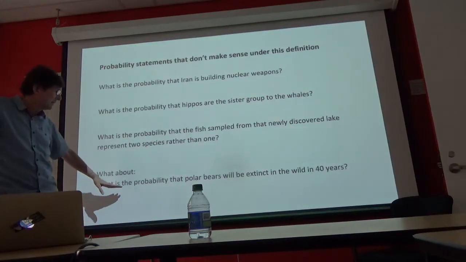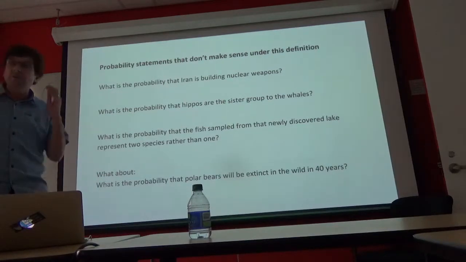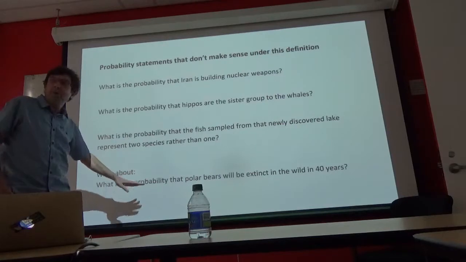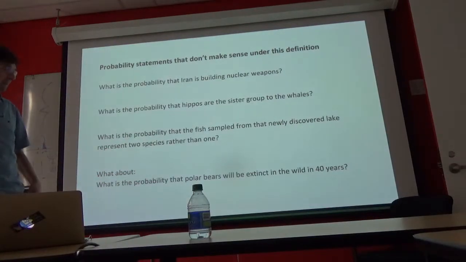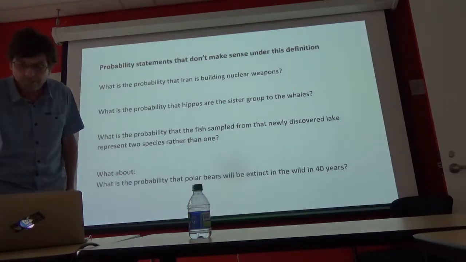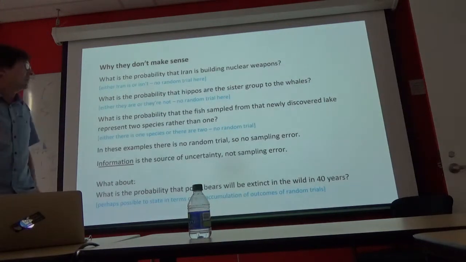I thought about this one periodically. What's the probability that polar bears will be extinct in the wild in 40 years? And I can't really decide whether that use of the term probability here does or does not make sense with the definition of probability as a frequency. It is possible to model a series of random trials in the future and then calculate that, it might be difficult. So why don't they make sense?